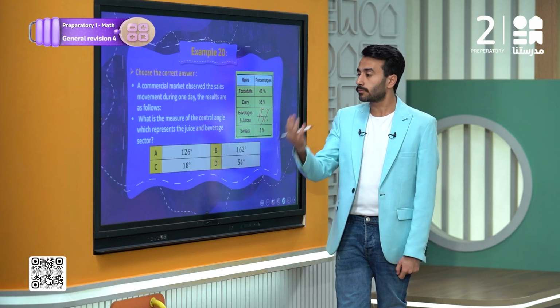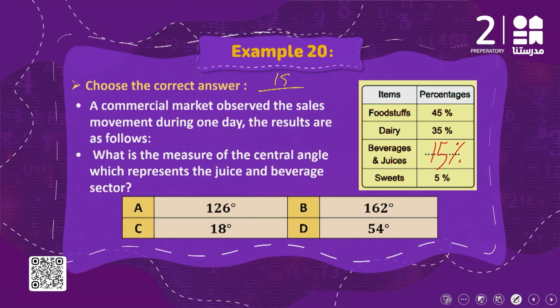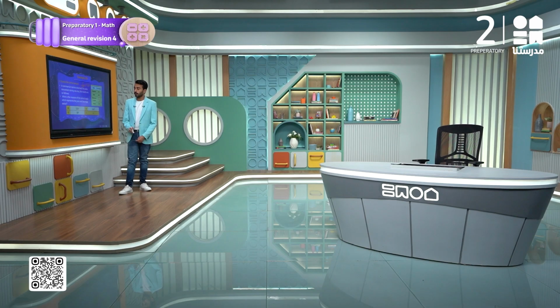To find its angle, take this value, which is 15. Now this is over 100, because it's a percentage. Just times 360 to find its angle. This is so simple to be calculated in your calculator. This is 54. So you don't have to do anything.